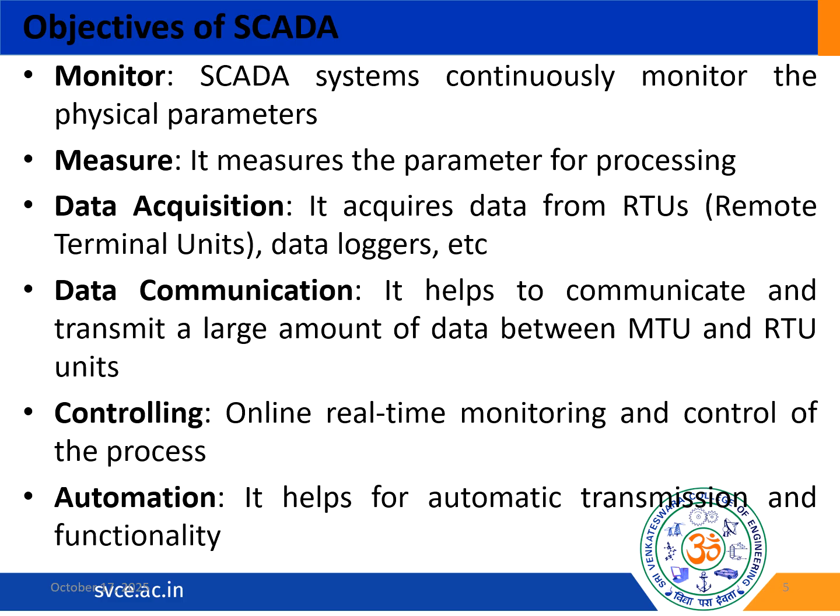Now we'll be learning about the objectives of SCADA. When you see the objectives of SCADA, it considers six different points: monitor, measure, data acquisition, data communication, controlling, and automation. Monitoring means continuously tracking physical parameters across industrial processes to ensure operational visibility and responsiveness. That is the first objective.